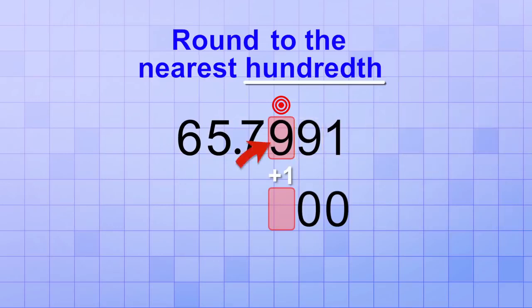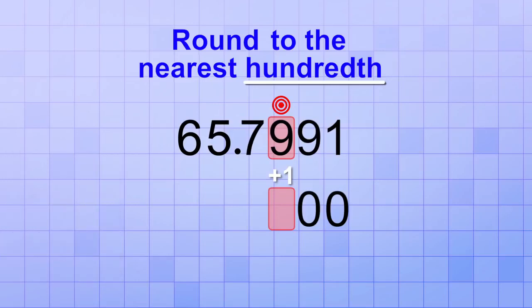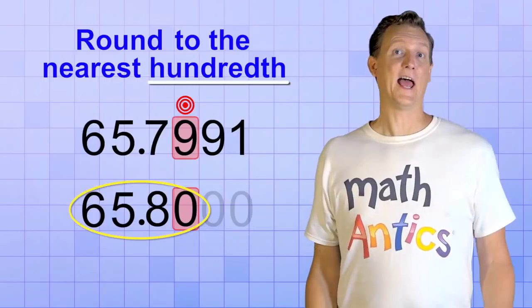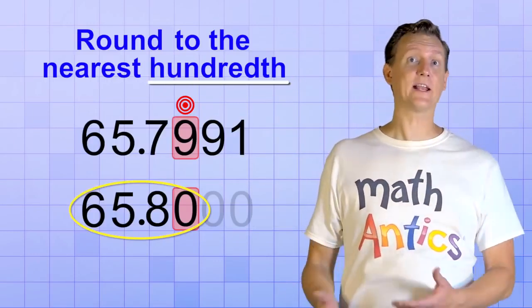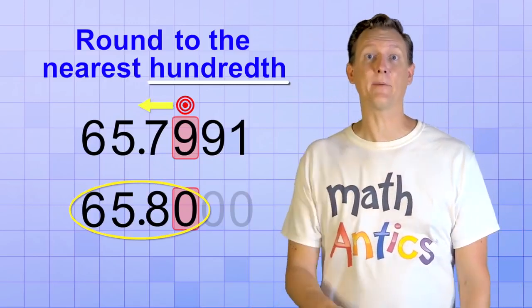But since the target digit is already a 9, raising it by 1 is a little more complicated. When you add 1 to a digit that's already 9, you need to change it to 0 and increase the digit in the next bigger number place by 1. So that means that our target digit will become 0, and we need to increase the digit in the next bigger number place. That digit is a 7, so we'll increase it to an 8. The rest of the digits in the original number will be kept the same in the rounded version. So our rounded version will be 65.80. As you can see, in some cases, rounding can actually change the digits to the left of the target digit also. It's sort of a domino effect that can happen when rounding numbers.